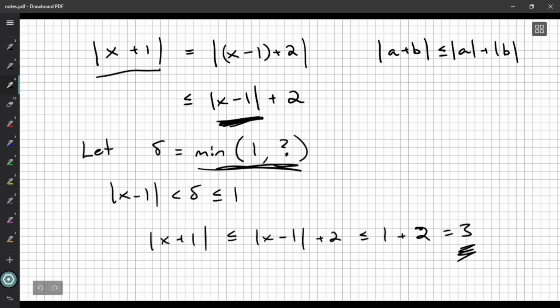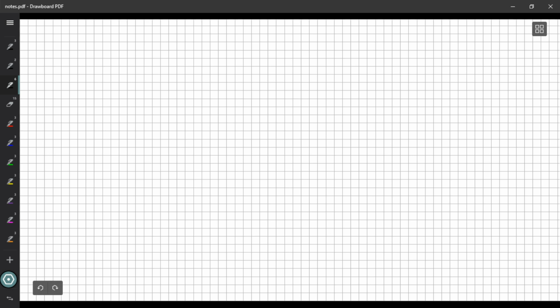Now, there's nothing special about the choice of 1. 1 just happens to be the common way to use this. So as long as I phrase my delta as something like this, I now have control over the absolute value of x plus 1. I have shown that it's going to be less than or equal to 3. So, assuming that, where can we go from there?